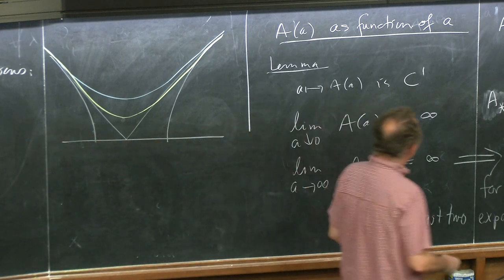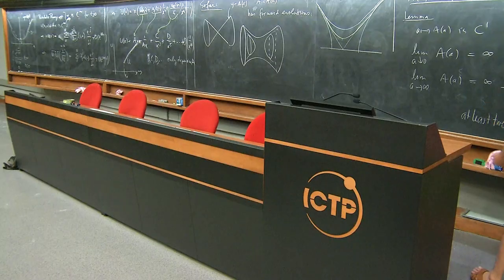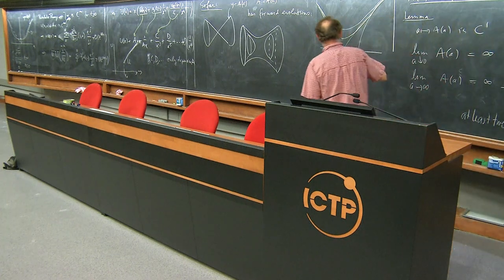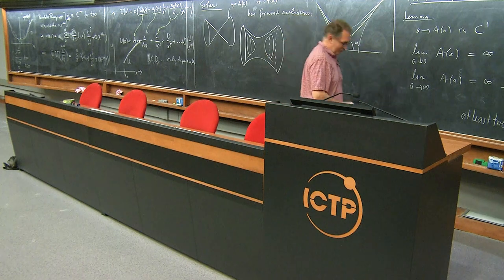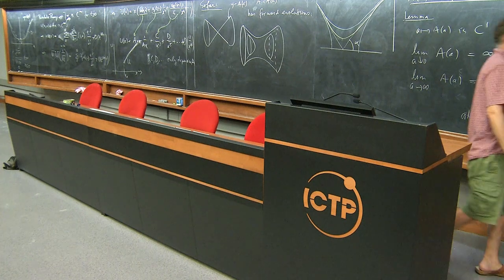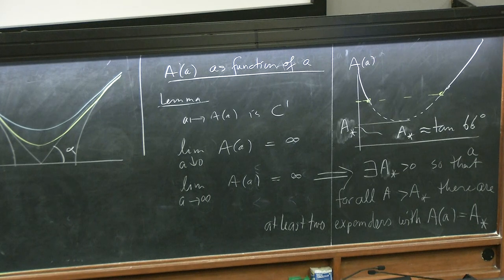This A star is, so I don't know the value of A star, I know this angle. This angle, if we call this alpha, then A is the tangent of alpha. It's about 66 degrees, from numerical computations.